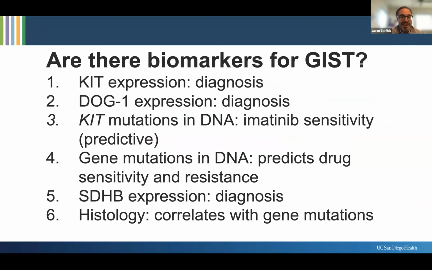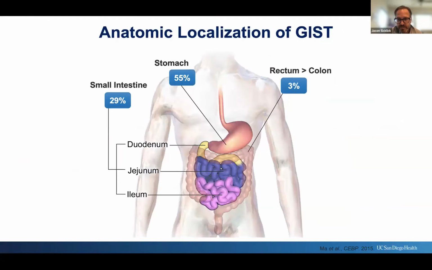So we now add on a sixth biomarker, being histology, that we know has some degree of correlation with gene mutations. So taking another step beyond, what about the anatomic locations of GIST? We know about half of GIST occur in the stomach, about a third occur in the small intestine, and then a small fraction occur in the rectum and the colon.